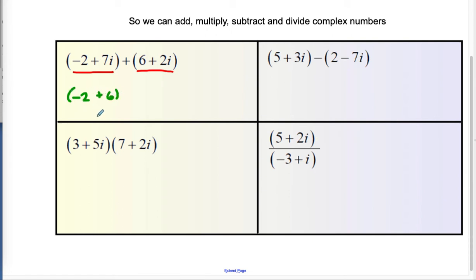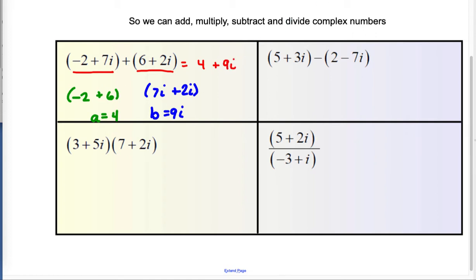That will get you our a, which is 4. Now, our imaginary part is 7i in the first complex number and 2i in the second complex number. So b is 9i. Now, obviously, when you go to do this, you don't need to write this all out as such. I'm just showing you how we add together the real part, how we add together the imaginary part, and we get our new complex number, 4 plus 9i.